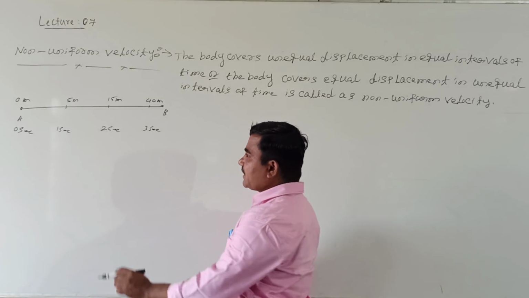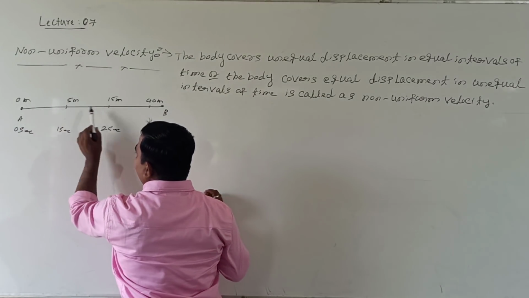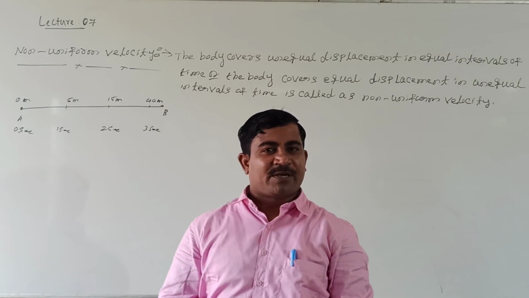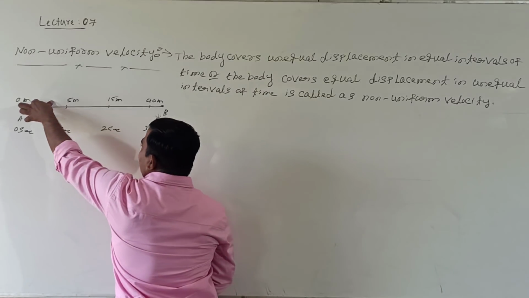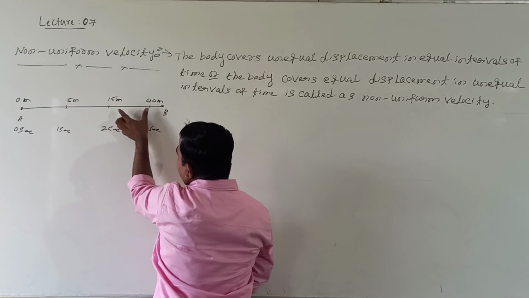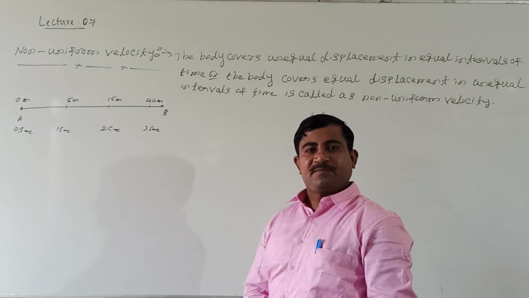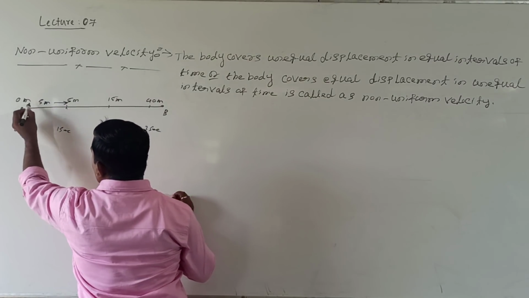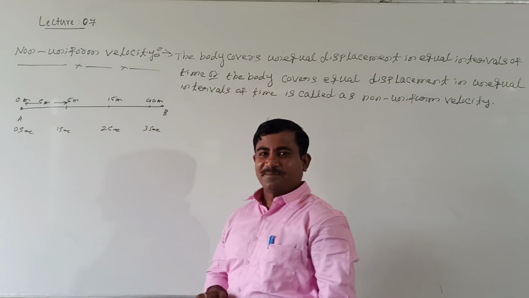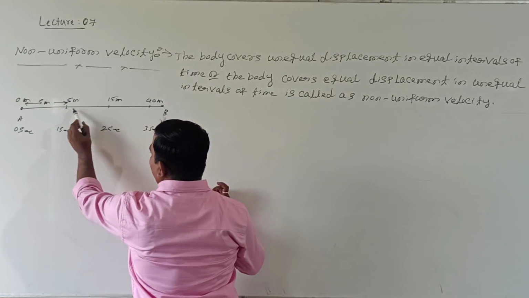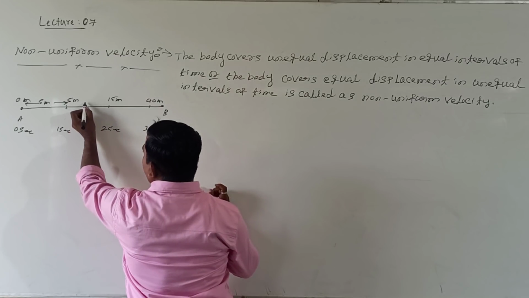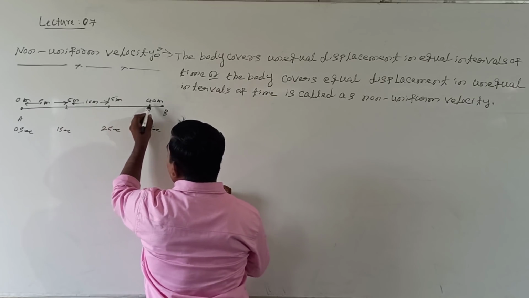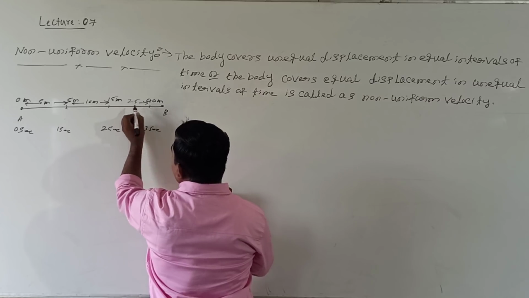Right? Here what is the displacement? 5 minus 0, 5. 15 minus 5, 10. 40 minus 15, that is 25. In the first interval the displacement is 5 meter, in the next it is 10 meter, and in the next it is 25 meter.